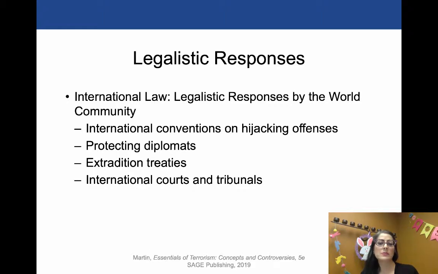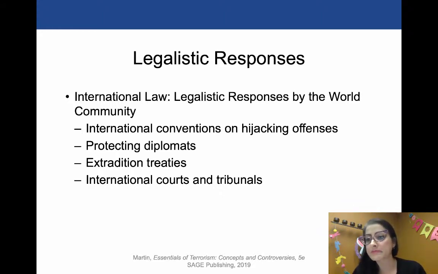International law, legalistic responses by the world community. Through the United Nations, they have international conventions on hijacking offenses. They got together based on some hijacking incidents that had taken place, and they decided to do the Hague Convention of 1970 and the Montreal Convention of 1971, to say that anyone engaged in these activities, they're not acceptable. These are the basic things that all of us as countries agree are not acceptable. You can take a look, again, on page 224.